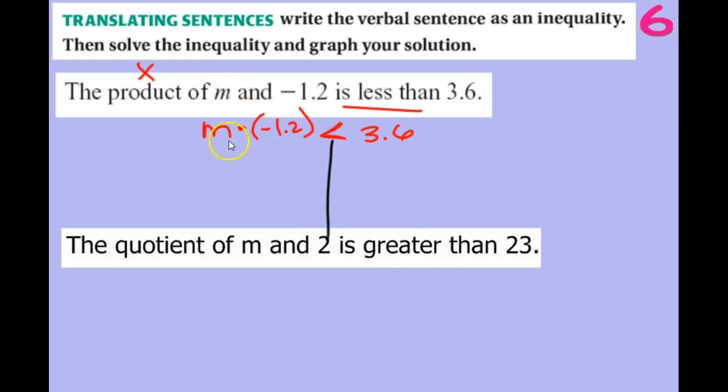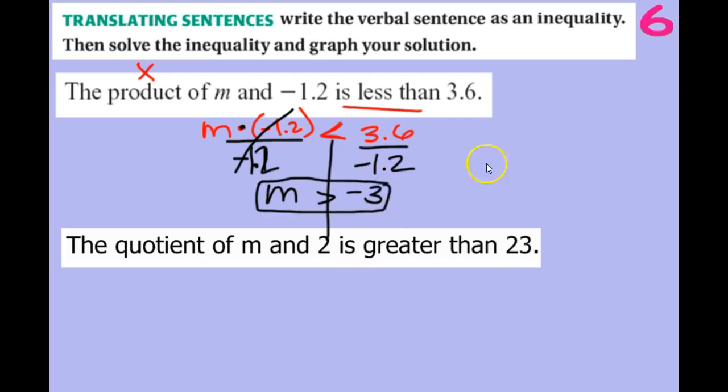So let's solve this. The opposite of multiplying is dividing, so we're going to divide by negative 1.2. So those cancel, we have m. We divided by a negative, so our sign flips. And then 1.2 goes into 3.6. You can use your calculator, it should be 3 times. 1 goes into 3 3 times, and 2 goes into 6 3 times.